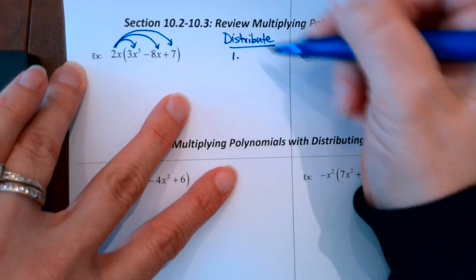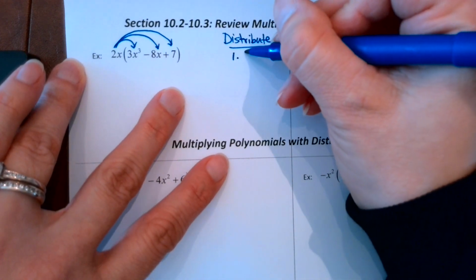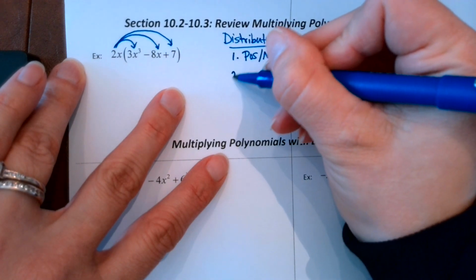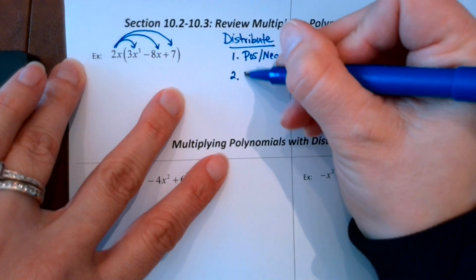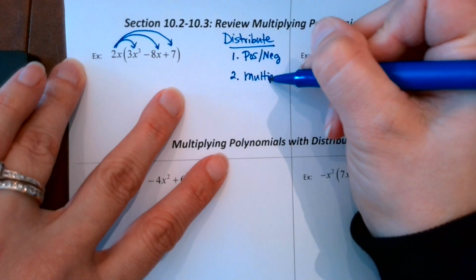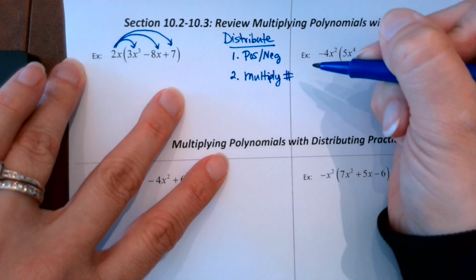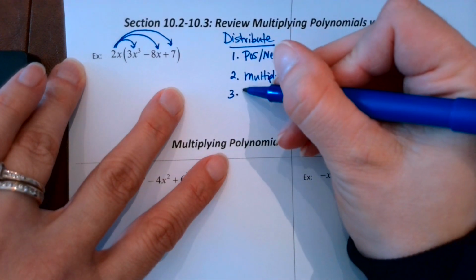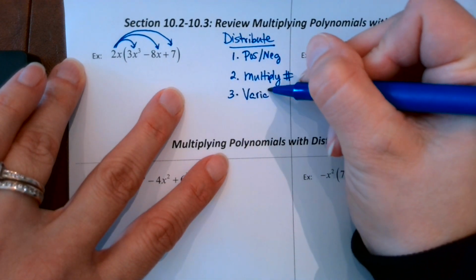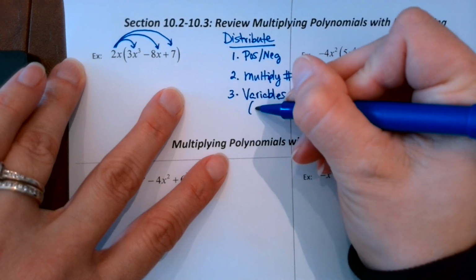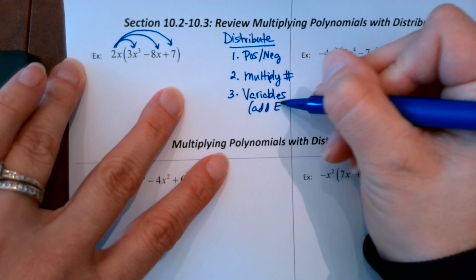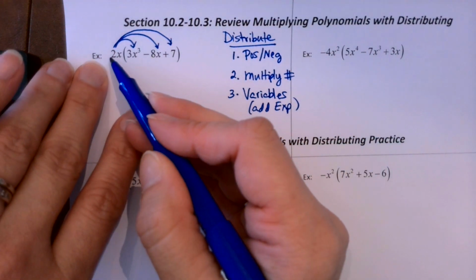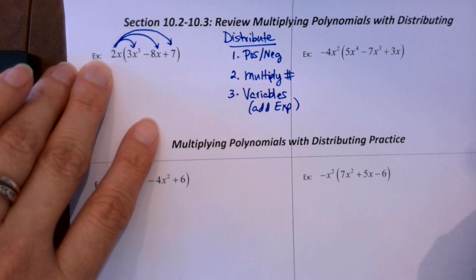The first thing you're going to do, think about the positives and the negatives. The second thing I want you to do is multiply the numbers. And then the third thing I want you to do is consider the variables, and what you do is you add the exponents. Okay, so a positive 2 times a positive 3 is a positive.